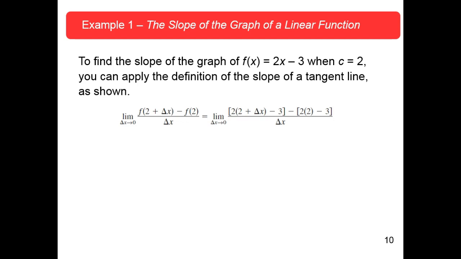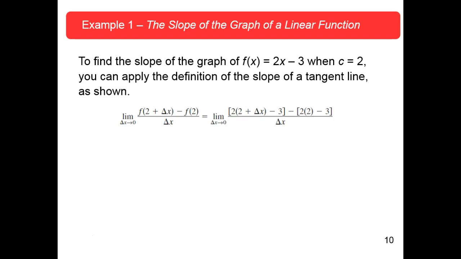All right. So we did the definition. Now on page 102 is example 1. To find the slope of the graph f of x equals 2x minus 3, where c is equal to 2, you can apply the definition of the slope of a tangent line as shown. Now, if I could get you to wipe the fuzziness of calculus away, and I just ask you, what's the slope of the function f of x equals 2x minus 3? What's the slope of that? Never mind, we'll get there, okay?